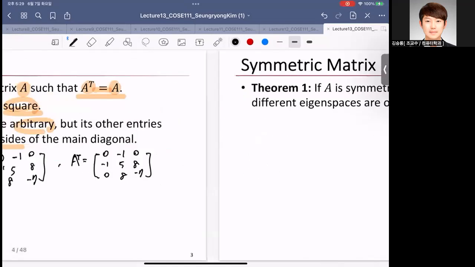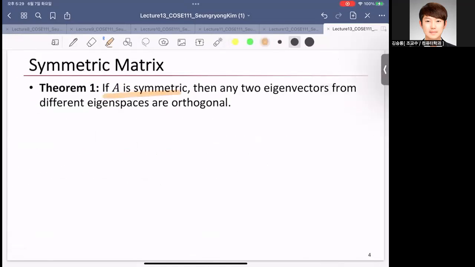So if the matrix A is symmetric, it's not just an n by n matrix anymore. If matrix A is a symmetric matrix, then any two eigenvectors from different eigenspaces are also orthogonal. This is an additional property of the eigenvectors. This is theorem 1. So you can easily prove this one.